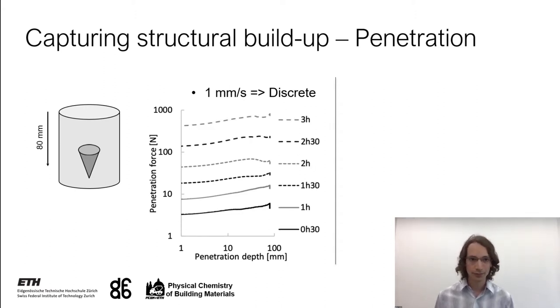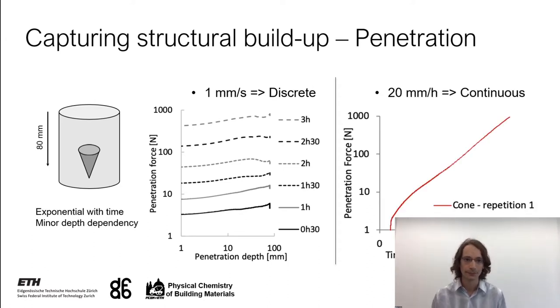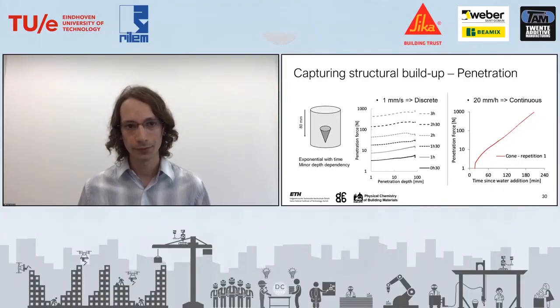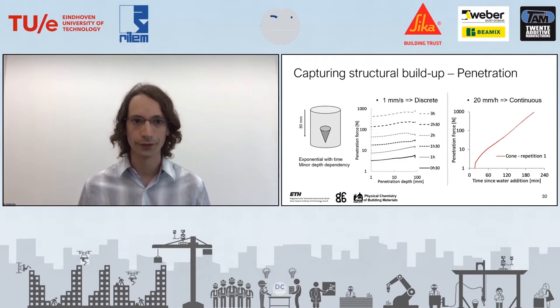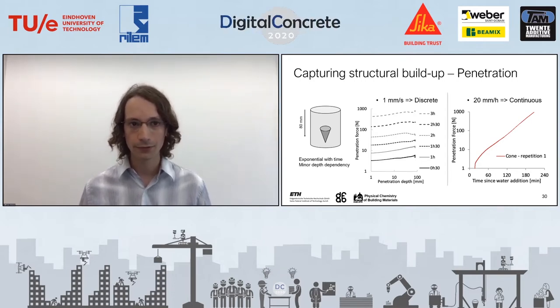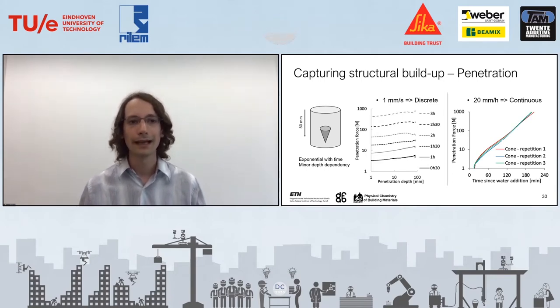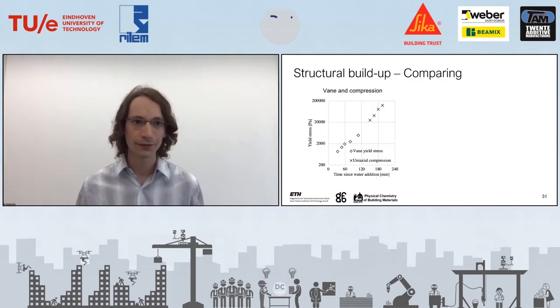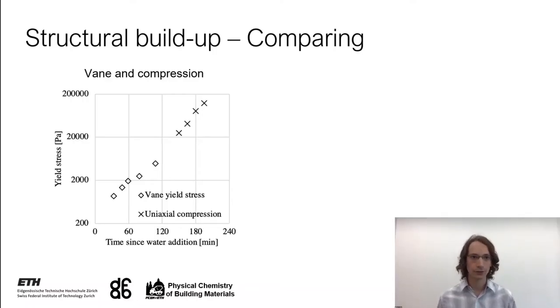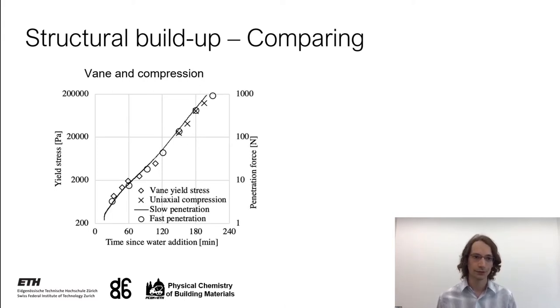Doing the exact same measurement, but much, much slower, we can now do continuous measurements. So here again, we see this exponential increase of the force over time. And this is something that is rather accurately repeatable. So our measurement follows the same trend in both cases. And when we compare it to other measuring methods, such as vane and compressive strength, we see exactly the same trend, so an exponential increase over time, and both times in their respective ranges, of course, and a linear relationship between that and the penetration force.